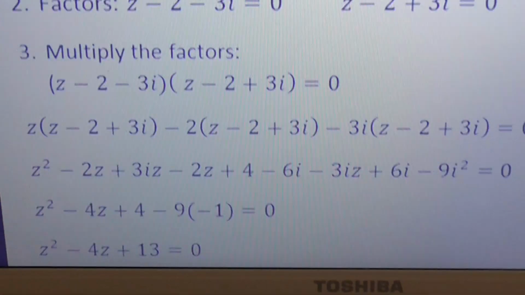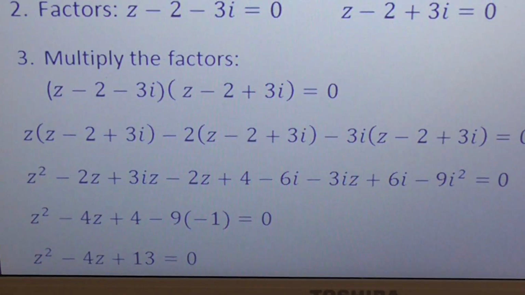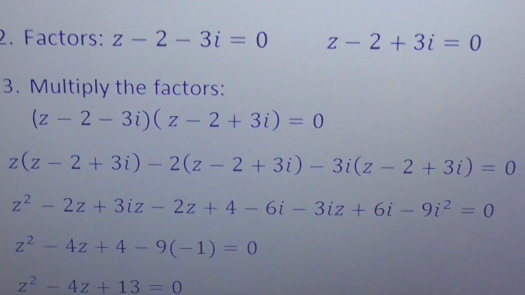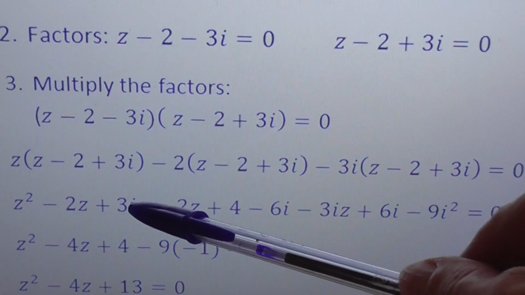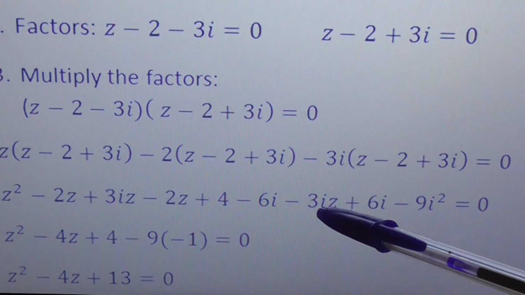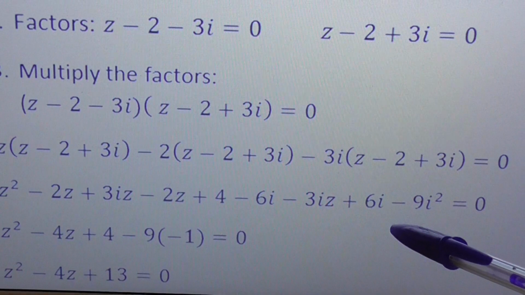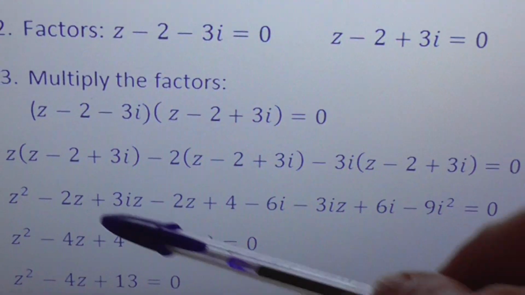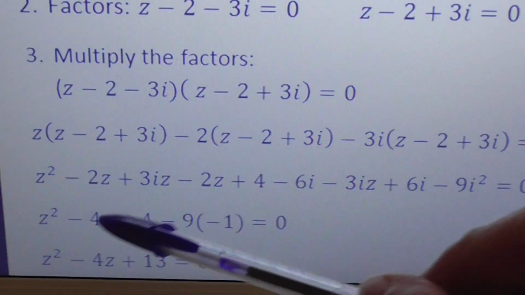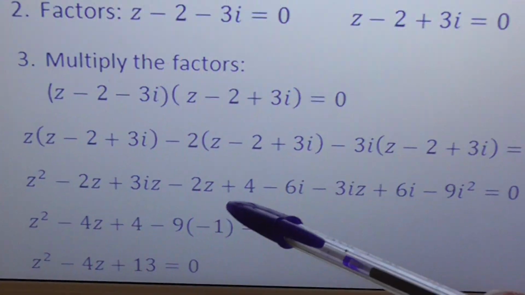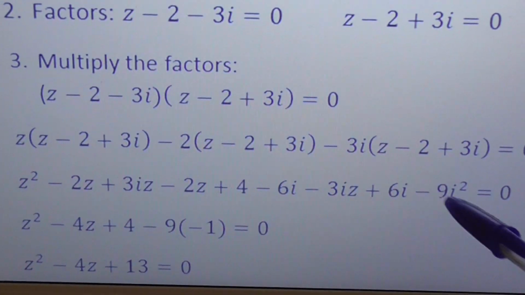So we're going to start tidying this up. Okay, so you'll see certain things will start to cancel, right? So I've got a plus 3iz here. I've got a minus 3iz, so they'd actually cancel each other out. I also have a minus 6i and a plus 6i, so they'd cancel each other out. So I'm then left with minus 2z, minus 2z, which is minus 4z. And I have a plus 4 and minus 9i squared.